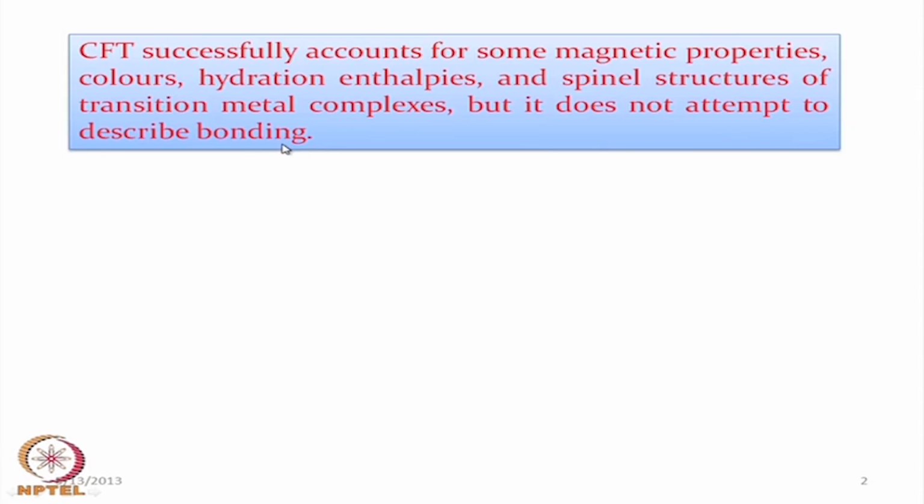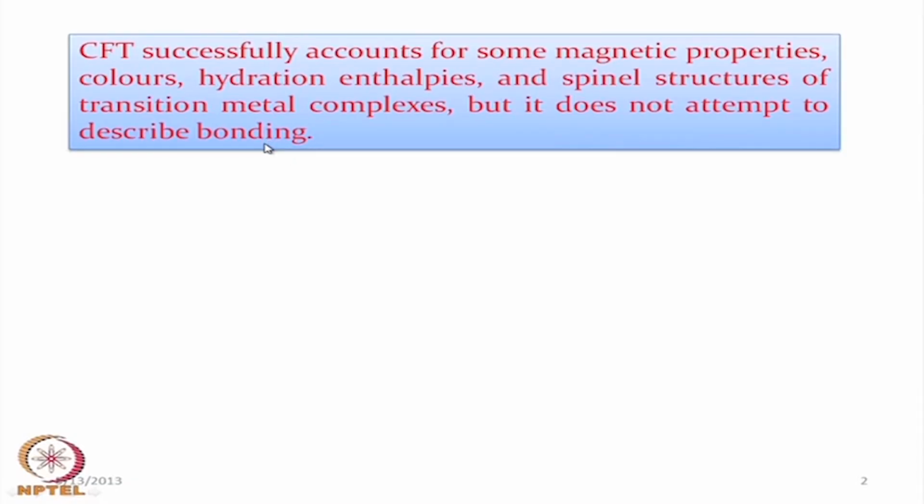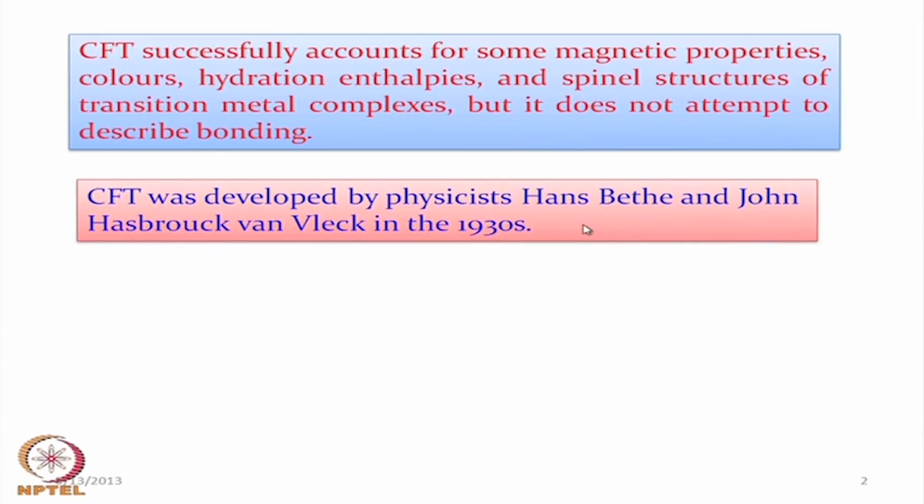So, for the exact bonding nature we have to use another type of theory, where the crystal field theory can be mixed with molecular orbital theory, and that molecular orbital theory will account for the ligand field theory. It is Hans Bethe and John Hasbrouck Van Vleck. These two people, who are basically physicists, considered this interaction in terms of crystal type interactions, and they developed and proposed this crystal field theory in and around the 1930s.